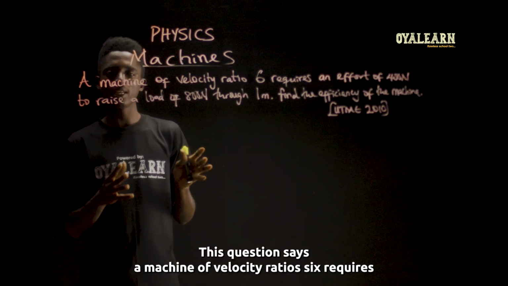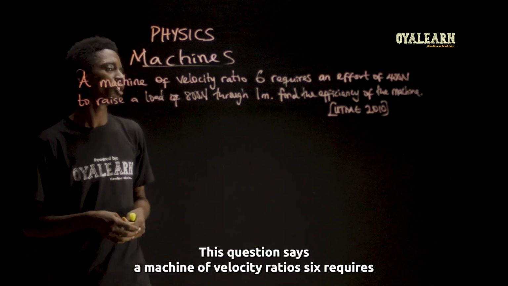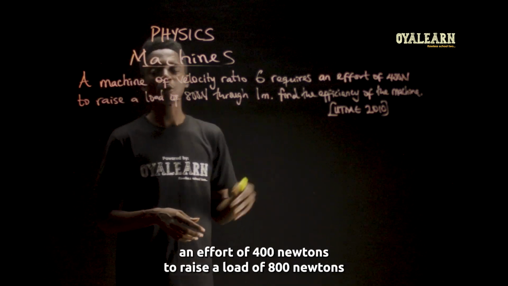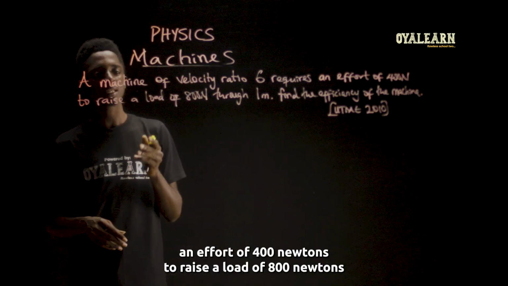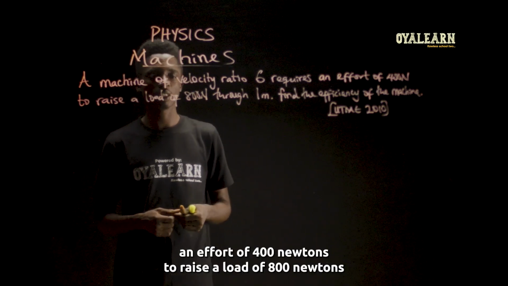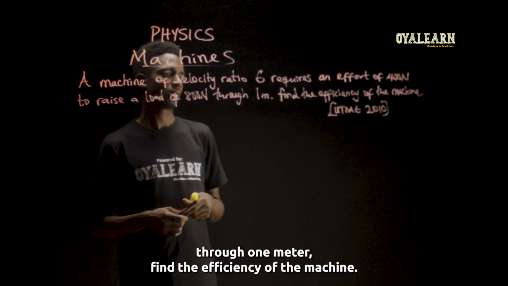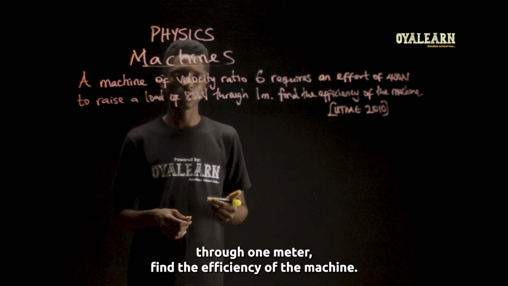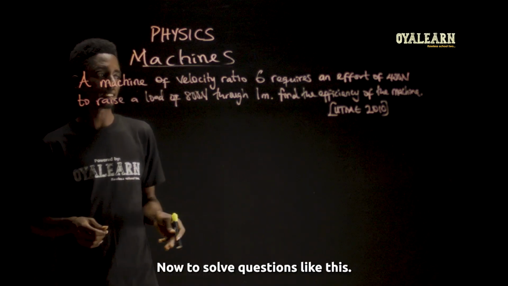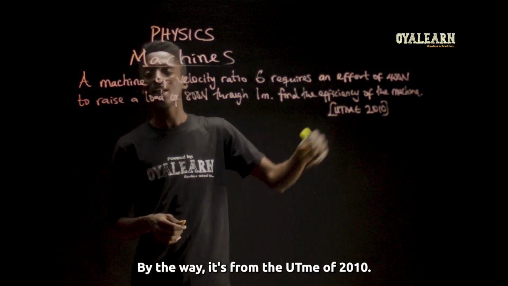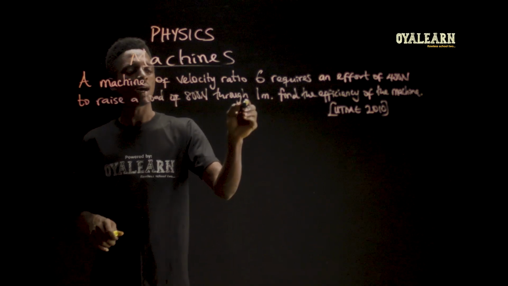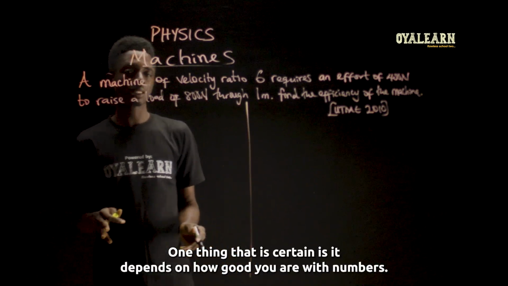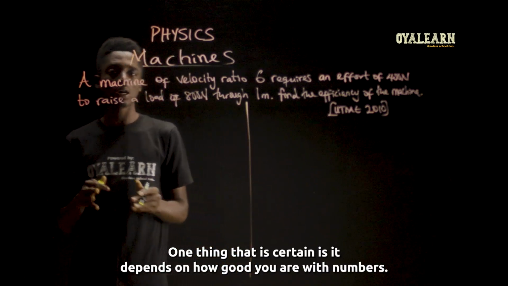This question says, a machine of velocity ratio 6 requires an effort of 400 newtons to raise a load of 800 newtons through 1 meter. Find the efficiency of the machine. Now, to solve questions like this, by the way, it's from the UTME of 2010, one thing that is certain is it depends on how good you are with numbers.